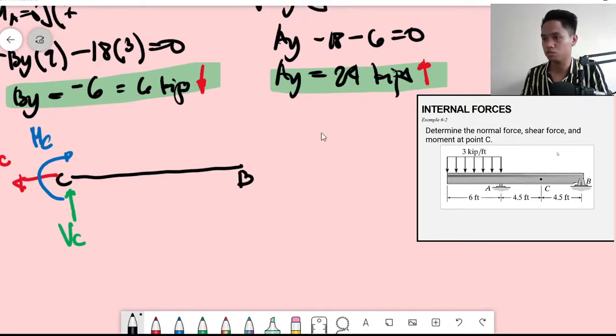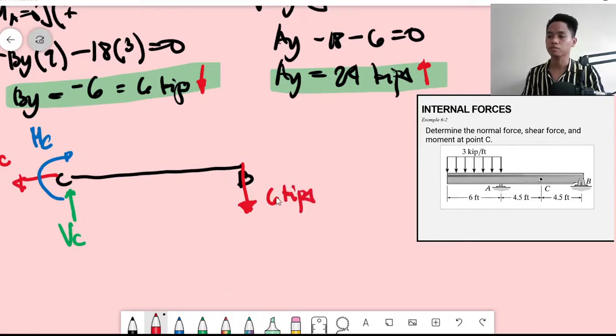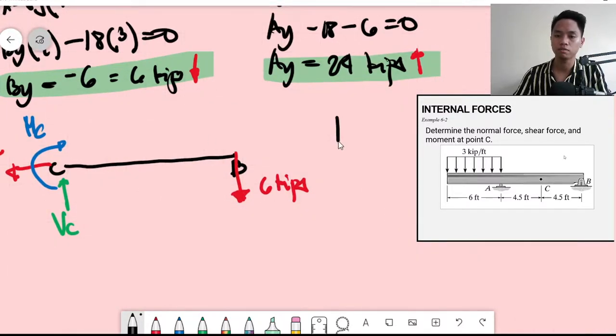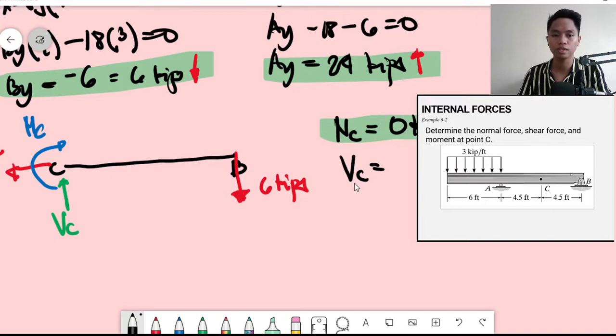Then let's use the reaction at B, which is downward, that would be 6 kips. So by investigation, your normal at C is equal to 0 kips, since there is no X force. How about your shear Y, your shear at C? Your shear at C is the opposite. There are only two forces, so this would be equal to positive 6 kips.